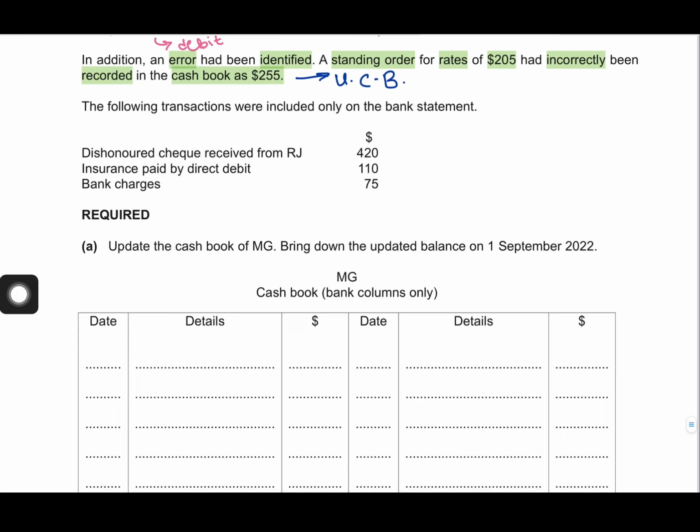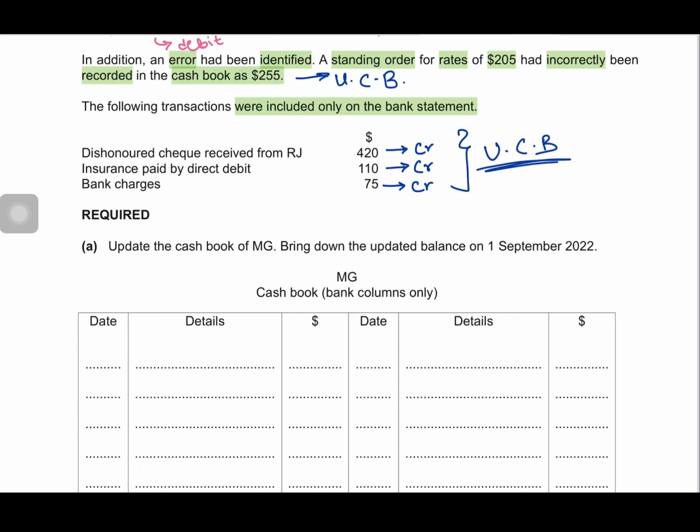The question further says the following transactions were included only on the bank statement. Existing only in the bank statement means it will require adjustment in the updated cash book, and these are dishonoured cheque received from RJ. Of course it will be adjusted in the updated cash book, and that too on the credit side. We already know the format. Then insurance paid by direct debit, again an expense, will be adjusted in the updated cash book on the credit side. And lastly, bank charges, again an expense, will be adjusted in the updated cash book on the credit side.